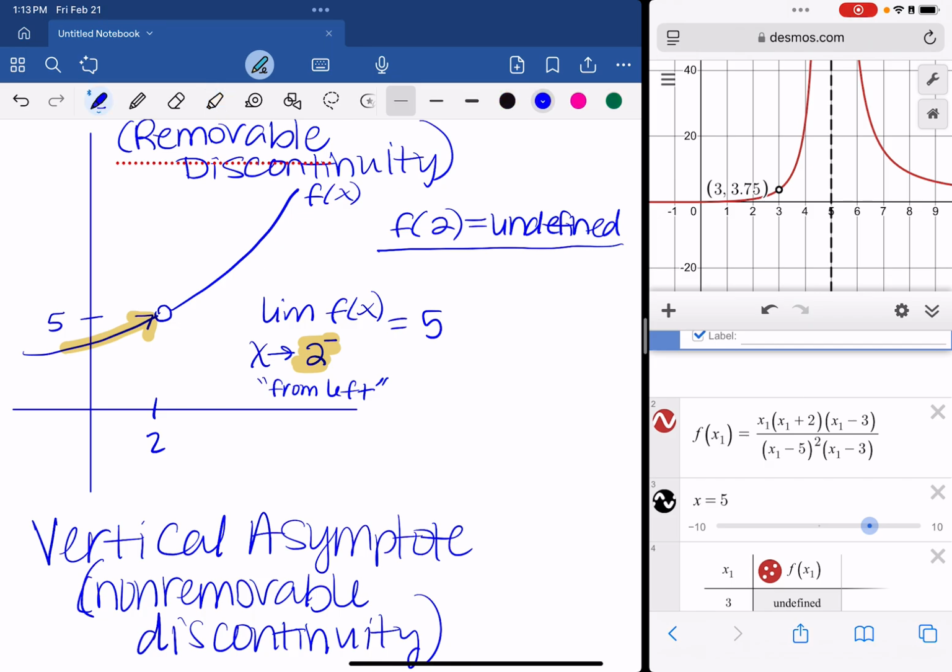Now let's say I want to know the limit of that same function as I approach 2 from the right. I'm going to also get 5, because as I go from the right of positive 2, headed towards that x value of 2, I'm still headed towards a y value of 5. So even though the function doesn't exist there, my limit shows that I'm approaching the same y value, and if the function were defined there, it would be 5.